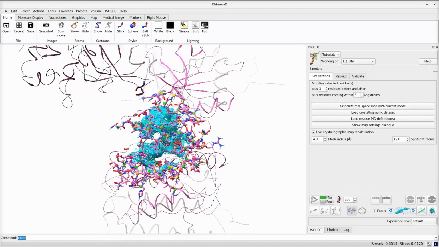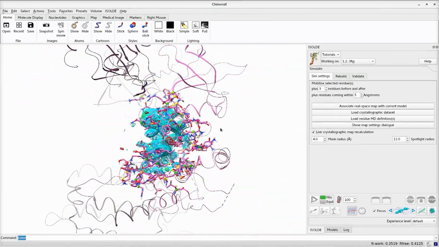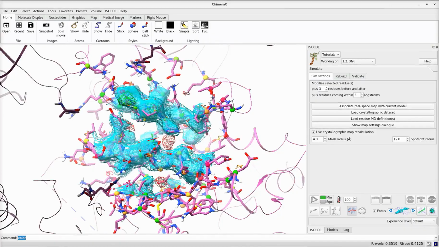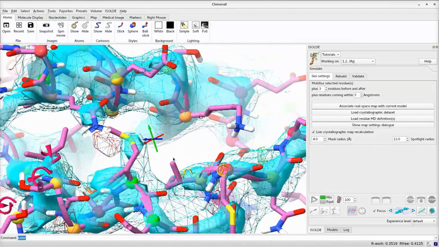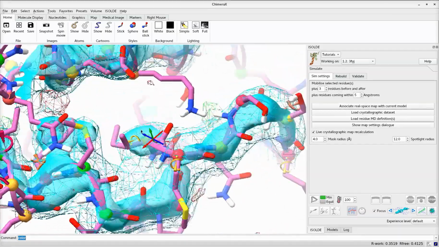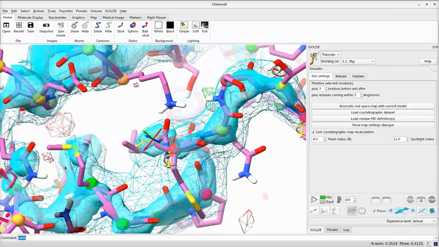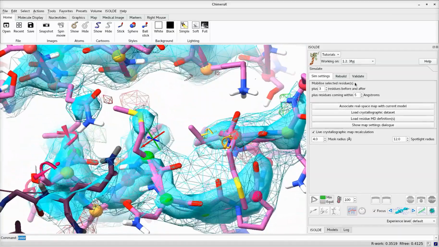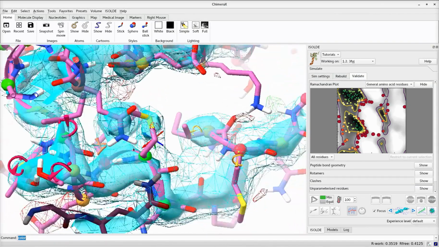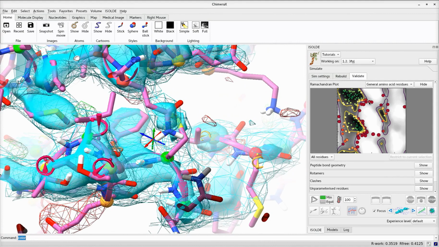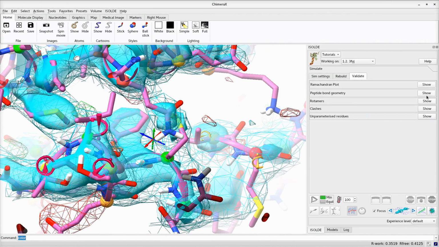While building atomic models into low-resolution maps can be very challenging, the availability of higher-resolution models of homologous proteins can simplify the task substantially. Here we are looking at 3FYJ, an 11-year-old small 3.8 angstrom model deposited with minimum refinement. 15% of the residues are Ramachandran outliers and 18% are Rotamer outliers.